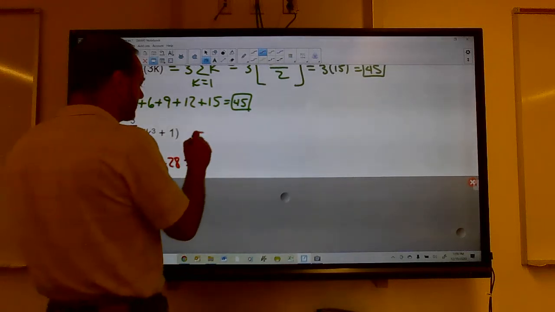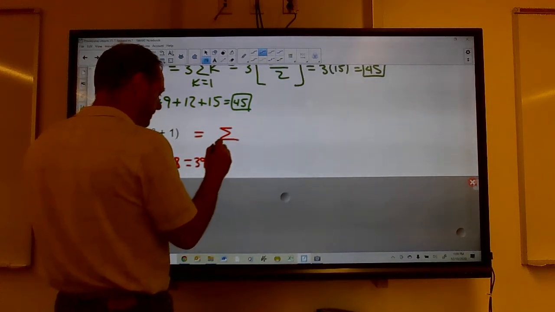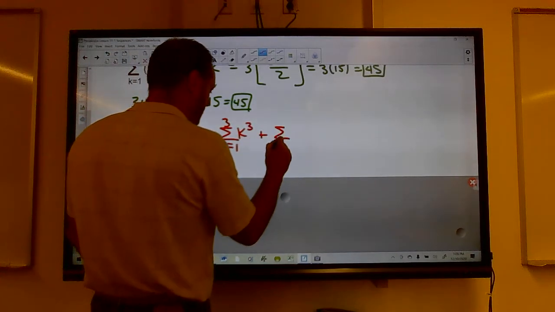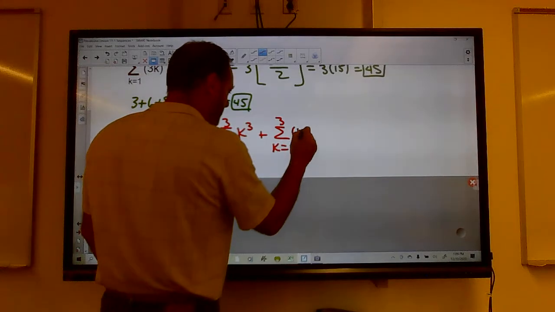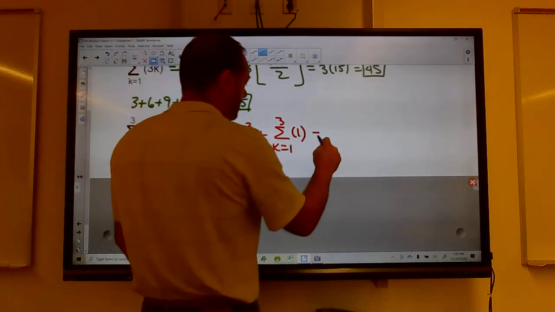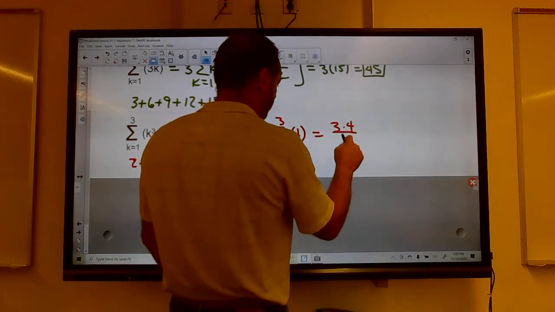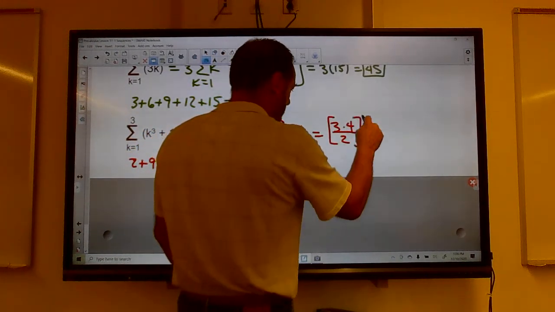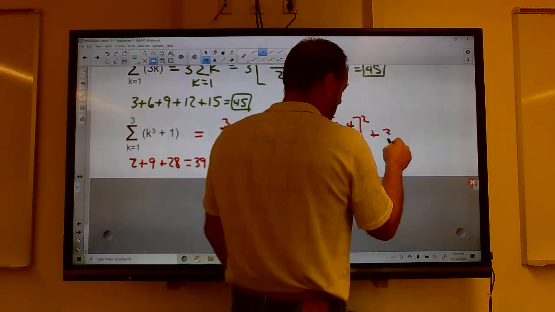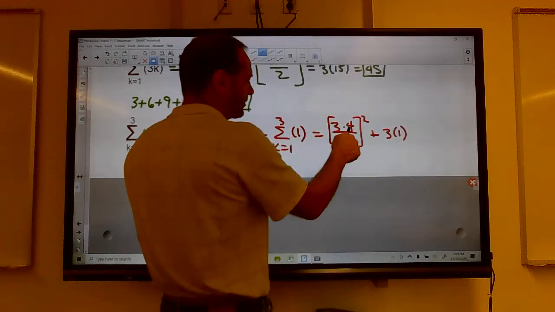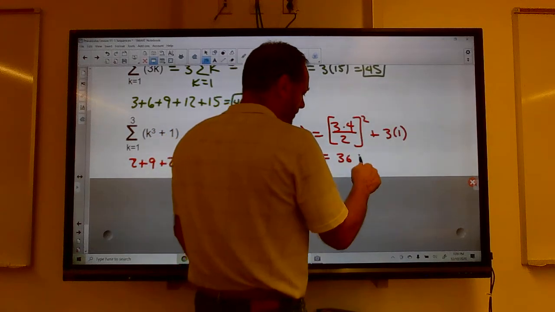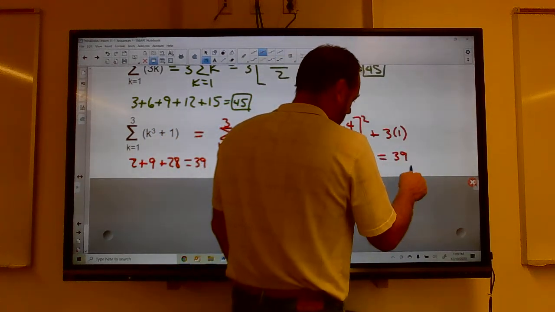So this is going to be equal to the sum from k equals 1 to 3 of the k cubes plus the sum k equals 1 to 3 of the 1s. Okay, well, this is going to be 3 times 4 divided by 2, squared. That's going to be this part right here. And then this part's going to be 3 times 1. So this is 12 over 2, 6, squared is 36, plus 3 is 39. And I win.